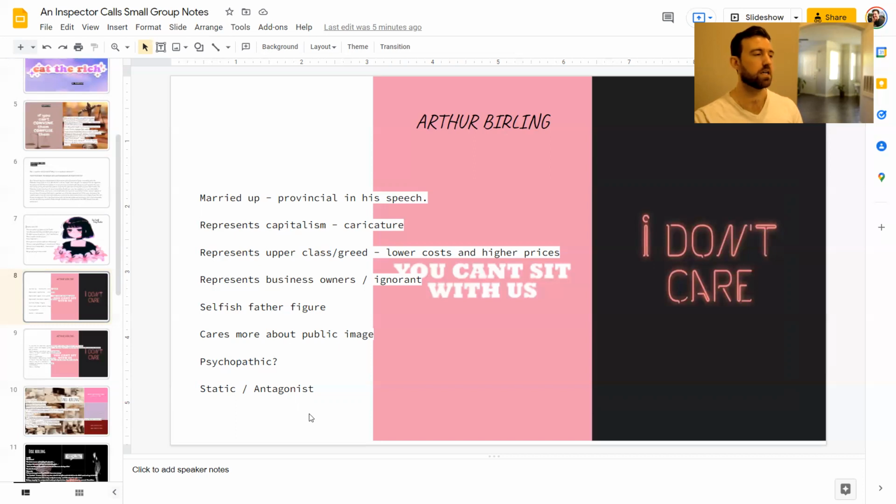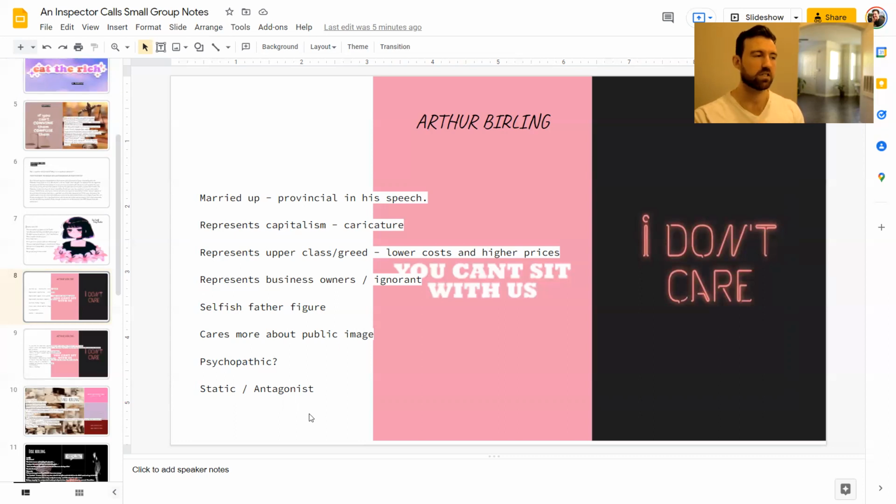I would say that, something I haven't even mentioned yet, he's a static character. What that means is he doesn't develop or grow as a result of the experiences in the play. He learns a lot about the suffering of Eva Smith. He doesn't seem to care about it. He doesn't seem to care that she went off prostituting herself to try and earn money. He doesn't even seem to care that she's committed suicide, really. So he's very static, and he's clearly an antagonist character.